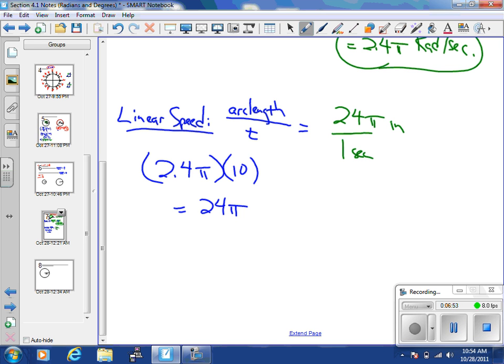Now this one, because we're talking about a speed, I'm going to go ahead and divide. In my calculator, I'll take 24 pi, and we're going to divide it by pi times 1. And when you divide by 1, it isn't going to change it. So this is about 75.4, and this is inches per second. So that's a demonstration of how to find these two speeds, linear speed and angular speed.